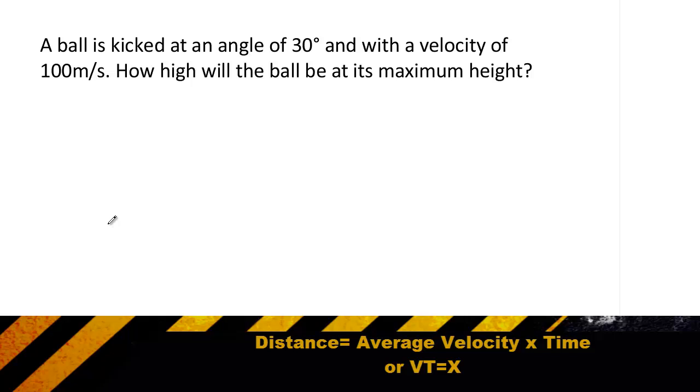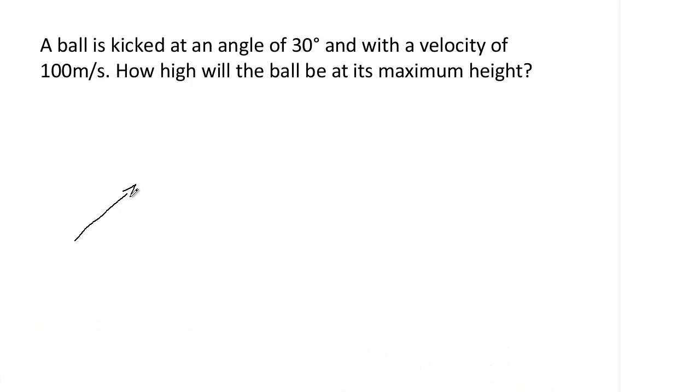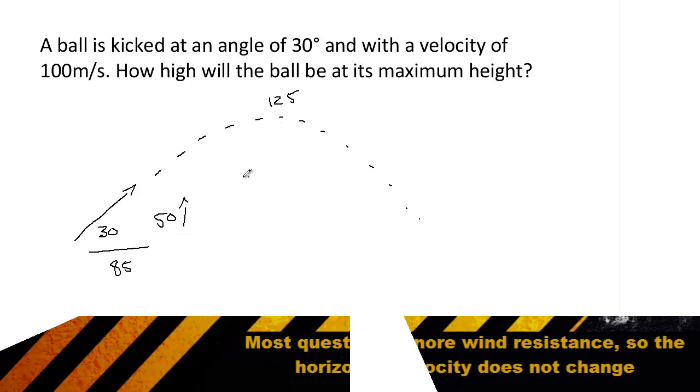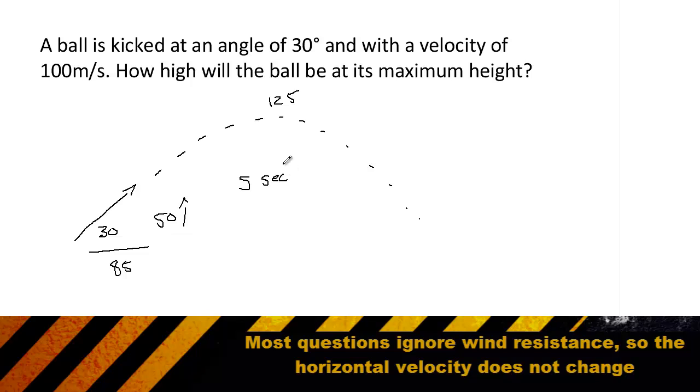So now we can draw a better picture of what's actually going on. We start the ball off at an angle of 30 degrees. It's going to the right at 85. It starts going upward at 50. Over time, gravity will slow this ball down. At its peak, it will have a height of 125, and we know it took us 5 seconds to get to that height. So this ball will travel 5 seconds on the way up and 5 seconds on the way down.